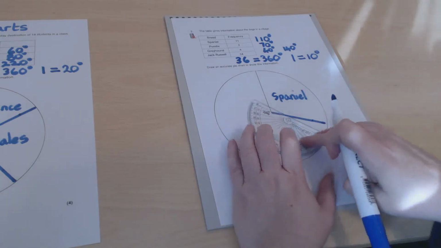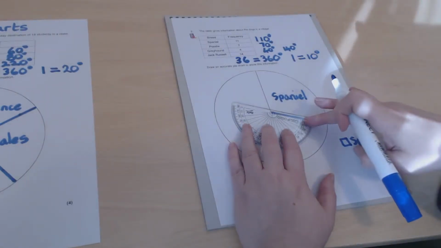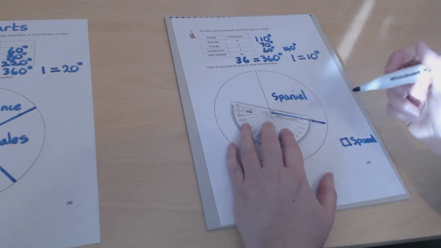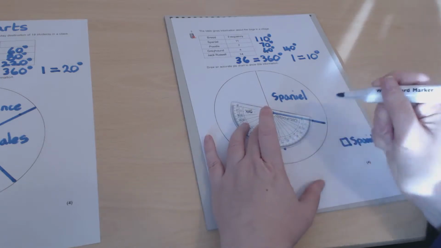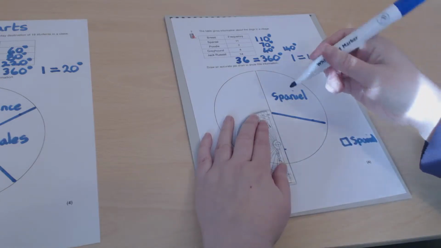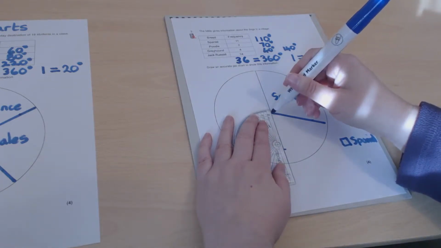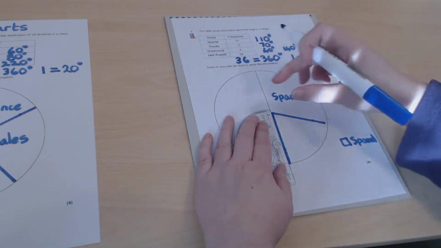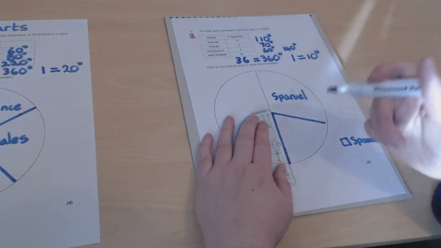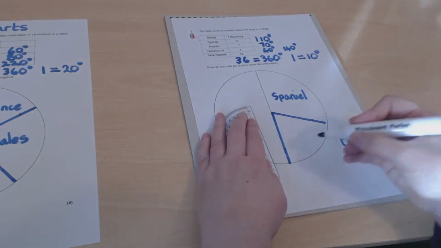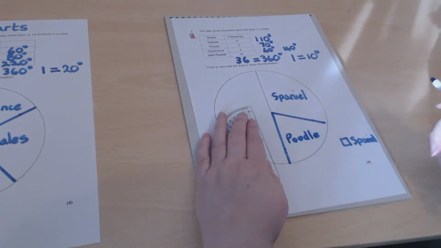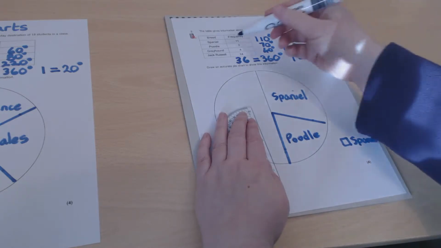Okay, so next we need poodles, which was 70. So let's line up again. Right, round we come. There's 70. Where possible, also make sure that you do your writing facing the normal way, rather than turning the paper around and drawing it upside down, because the whole point of a diagram like this is that it should be easy to read. So if the writing's at a funny angle, that doesn't help with that. So that's poodles, that was 70.